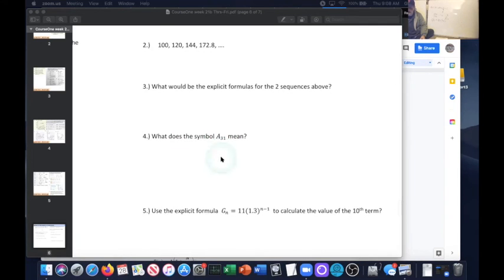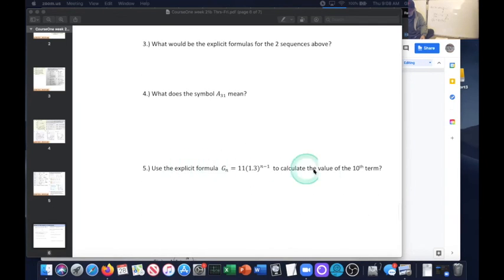Now here I'm just having you replace the n with 10 and then calculate that. That's it. So knowing how to use this formula is also important. Right, so when you replace the n with 10, your exponent is going to become 10 minus 1. So this is going to be 1.3 to the 9th power, and then multiply by 11.